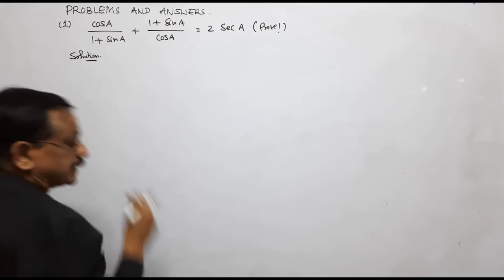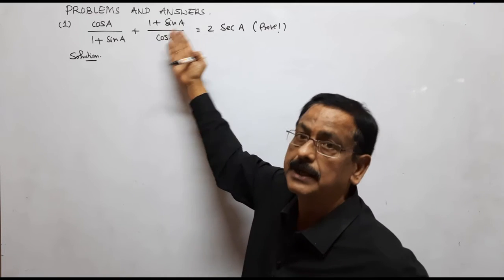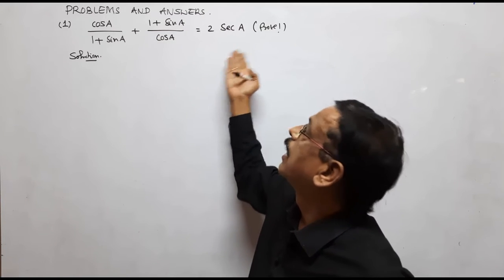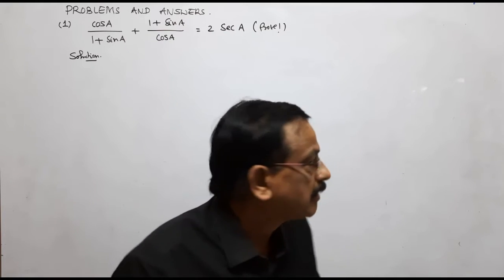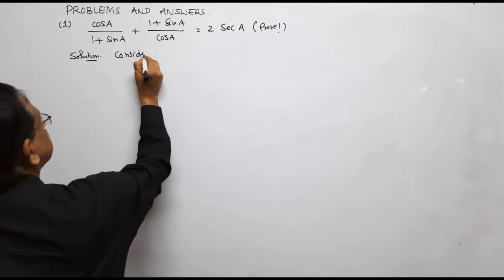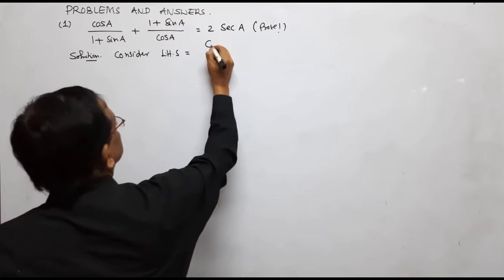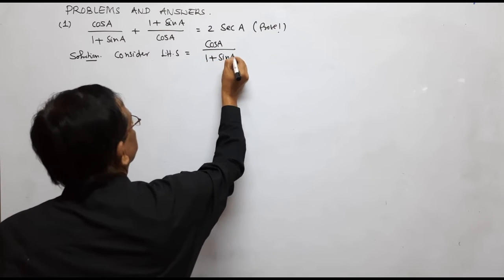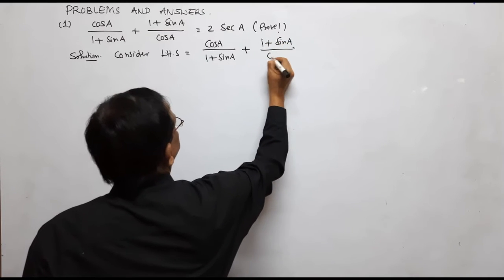Identities contain two parts: the left hand side and the right hand side. We have to show left hand side equal to right hand side. So start with left hand side, arrive at right hand side, or take right hand side, arrive at left hand side. Both are possible. Now let us see with the LHS. Consider left hand side, which is equal to cos A by 1 plus sin A plus 1 plus sin A by cos A.